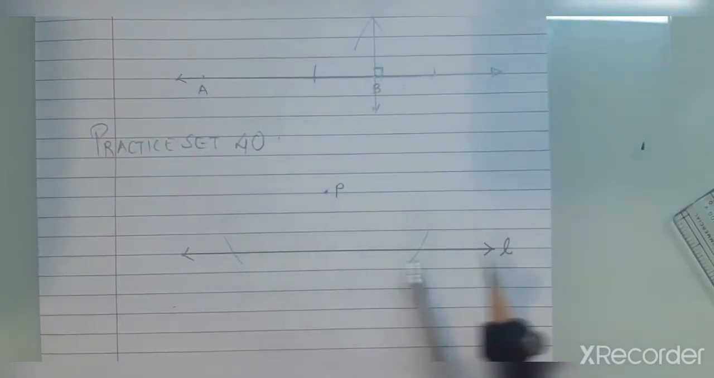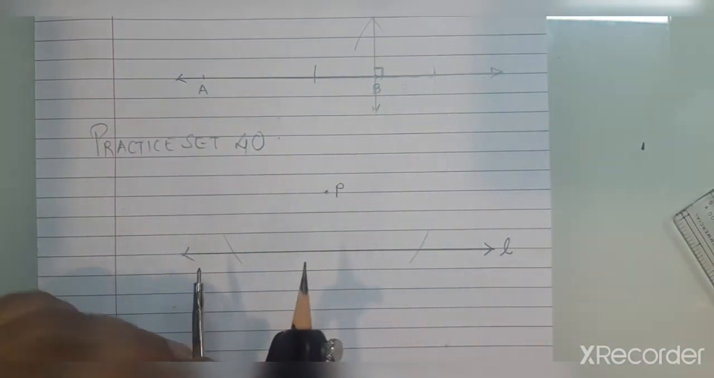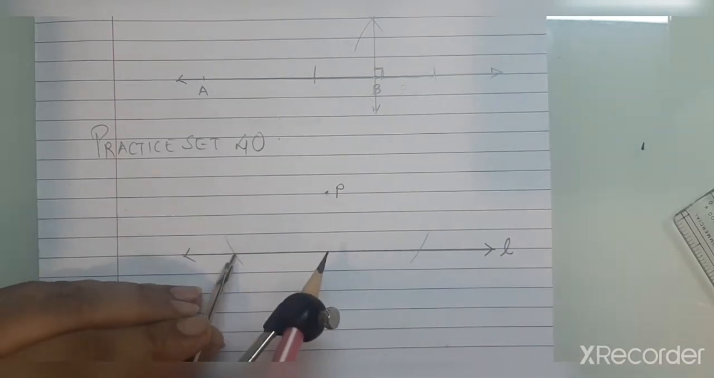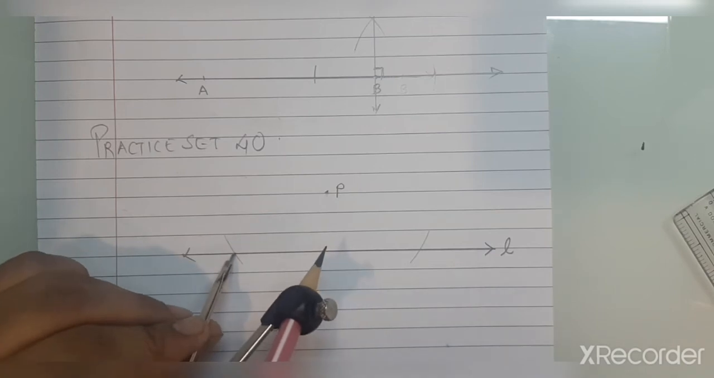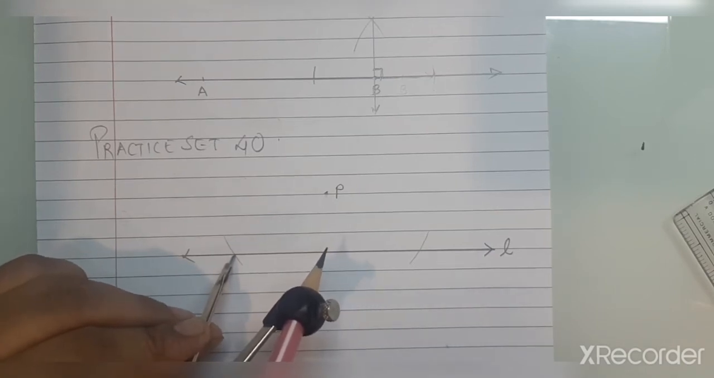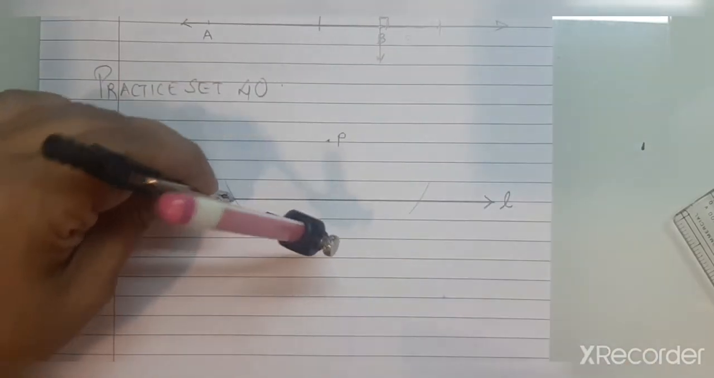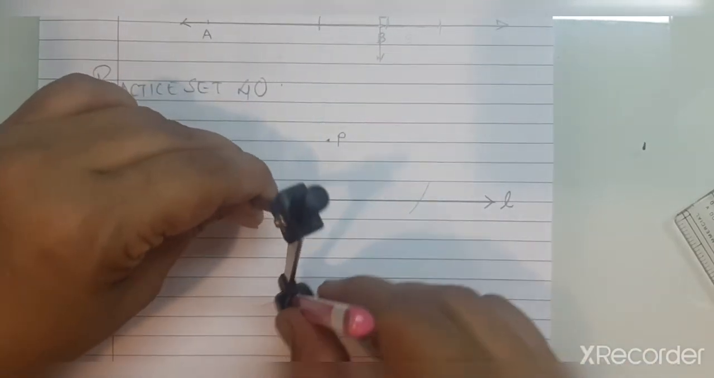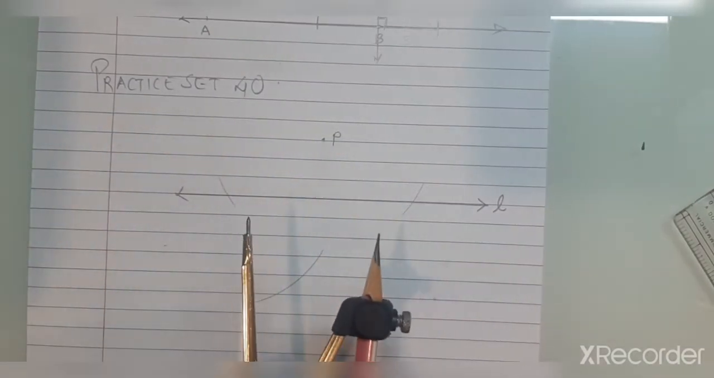Now I have got these 2 arcs. Now I keep the pointer on one arc. You can see here the intersection of the line and the arc. There I am keeping, and I am making an arc below the line. You can see here I am making the arc below the line. With the same distance, I am not moving the distance.